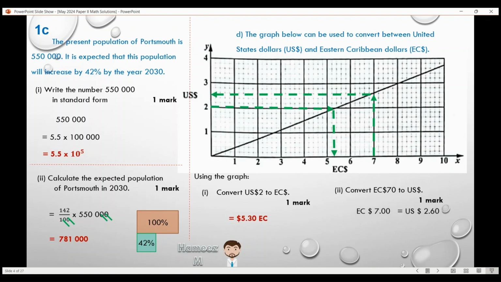So if we want to find for 70 EC, we can multiply by 10 on both sides. So multiplying by 10 will give us 70 EC, will be $2.60 multiplied by 10, which works out to be 26 US. So that will be the conversion rate using the graph.